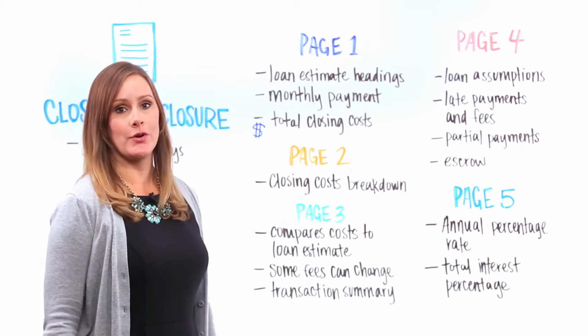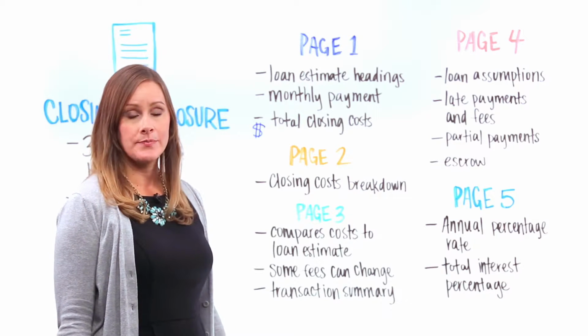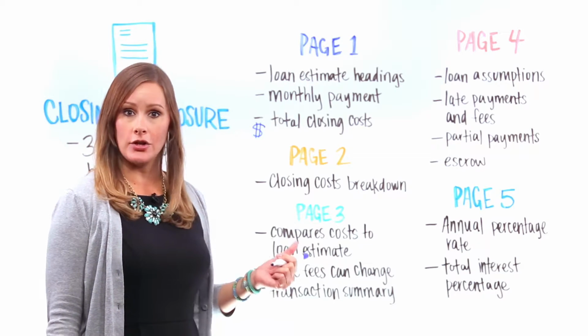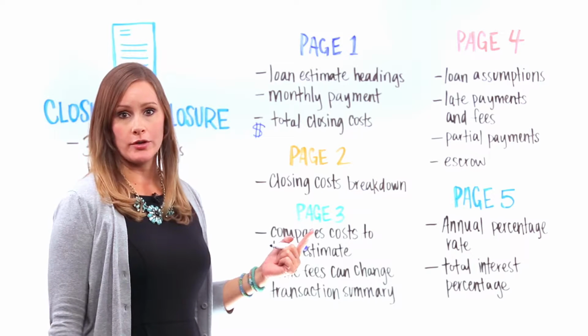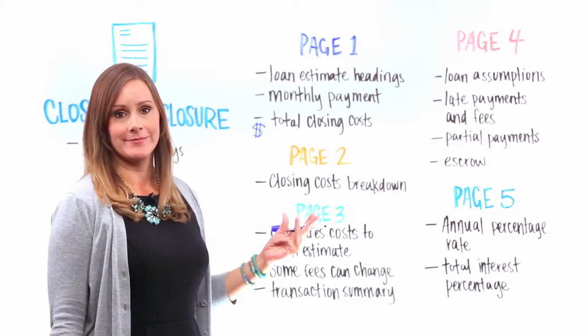The second page of the closing disclosure provides a full breakdown of all closing costs, including a look at which costs are paid at closing, which costs are paid before closing, which costs are paid by the buyer, and which ones are covered by the seller.